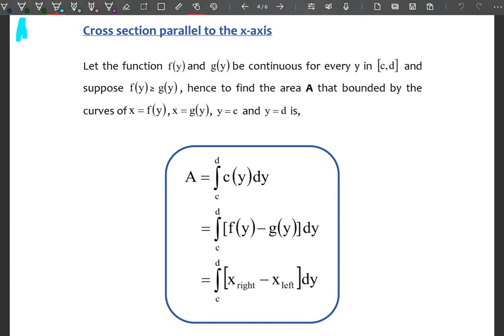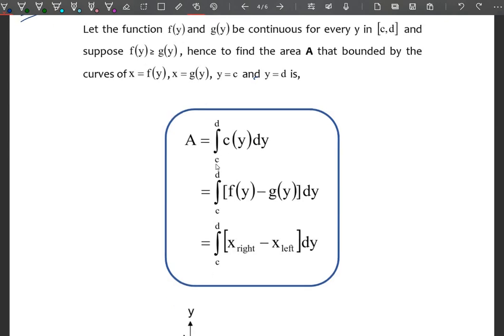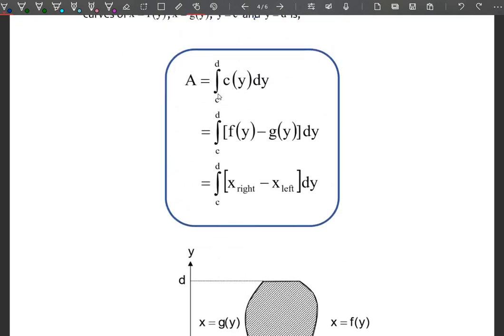Okay, right now we will look at cross sections parallel to the x-axis. This is still under the topic of area. Let the functions f(y) and g(y) be continuous for every y in the interval c to d, and suppose f(y) is greater than or equal to g(y). Hence, to find the area A bounded by the curves x equals f(y), x equals g(y), y equals c, and y equals d, A is equal to the integral from c to d of f(y) minus g(y) with respect to y.